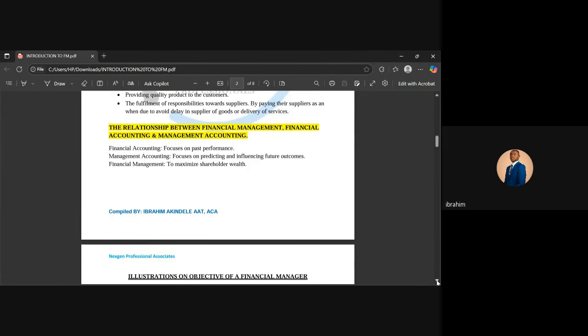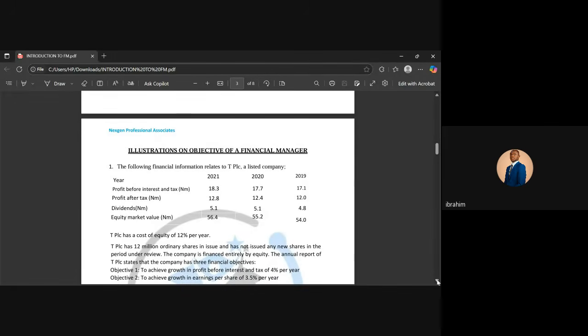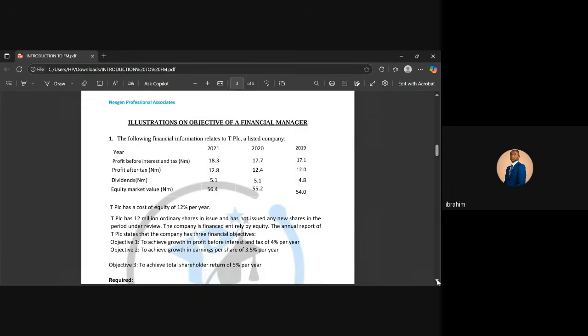The management accountants are majorly for internal use, focusing on predicting the future for management decision making. The financial managers create wealth for the shareholders. They look at the projects that are viable and advise on them, and equally source for the finance. These are what we explained in the previous lecture. Now we solve an illustration, illustration 1, on the objective of a financial manager.